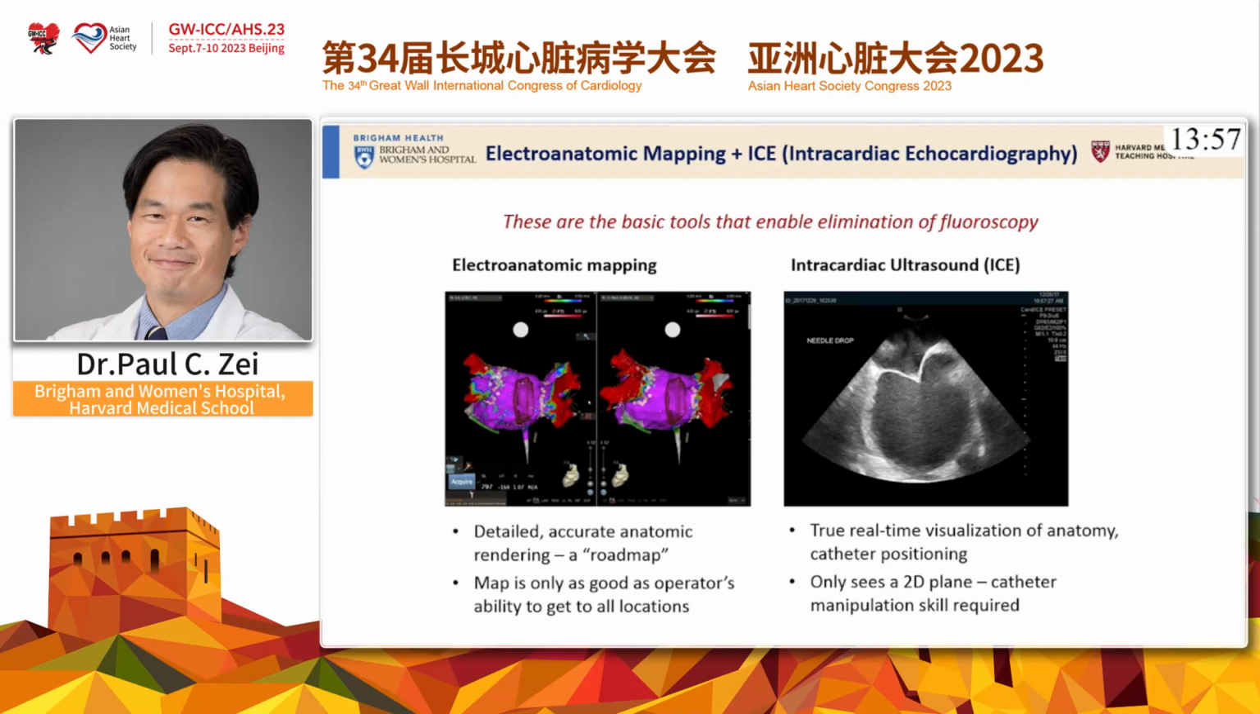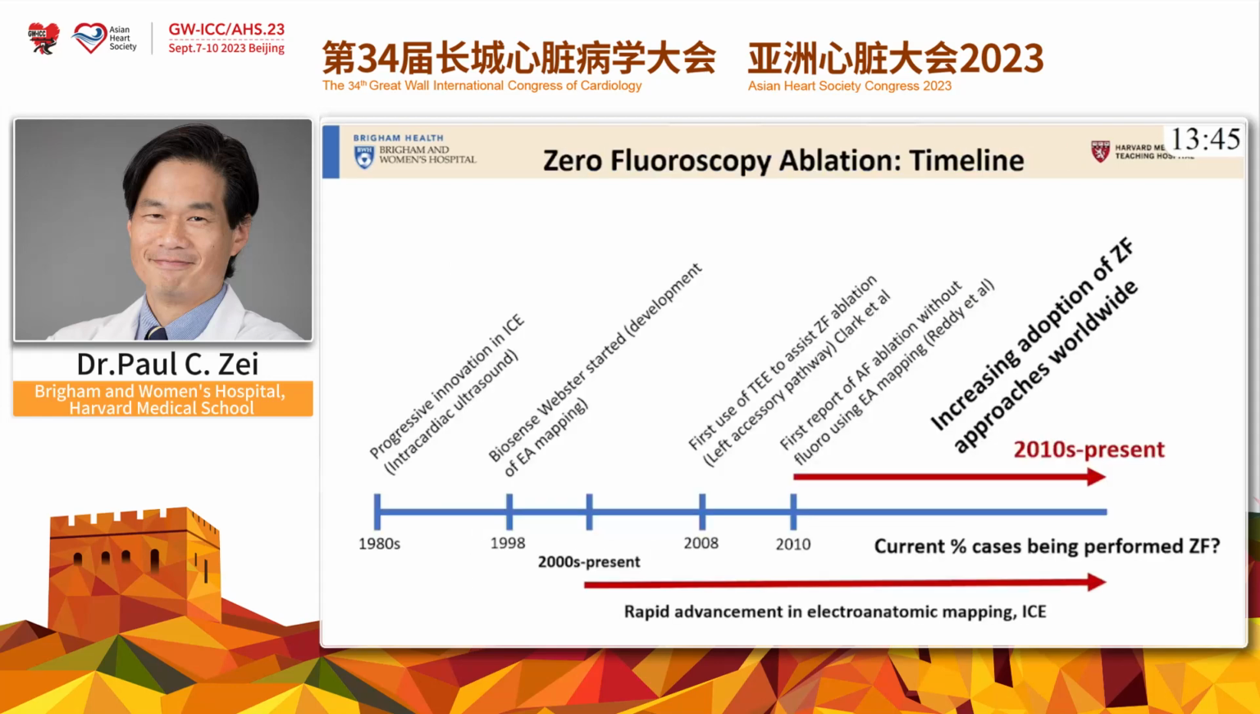So here's what I think is becoming the solution. We already have all the tools necessary to achieve zero fluoroscopy. Between a mapping system and intracardiac ultrasound, we can achieve all of this. So how about zero fluoroscopy?